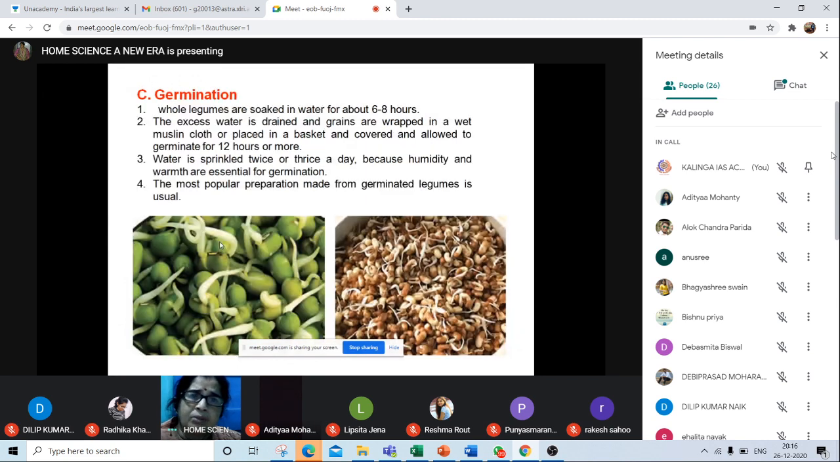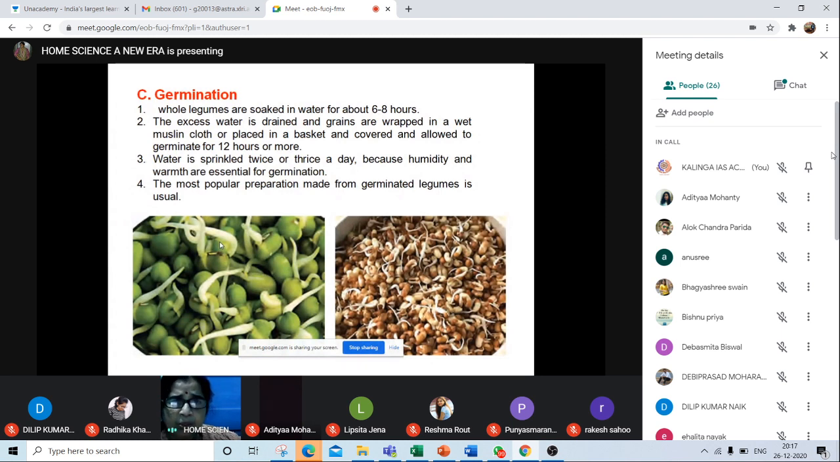Third is your germination. Most of the breakfast diet is moong dal or you can say green salad. At that time you are using the green gram by germination. So whole legumes are soaked in water for about 6 to 8 hours. The excess water is drained and grains are wrapped in a wet muslin cloth and placed in a basket and covered, allowed to germinate for 12 hours or more. Water is sprinkled twice or thrice a day because humidity and warmth are essential for germination.